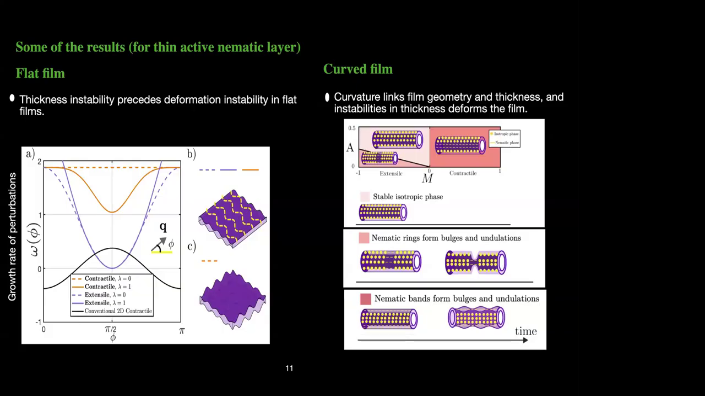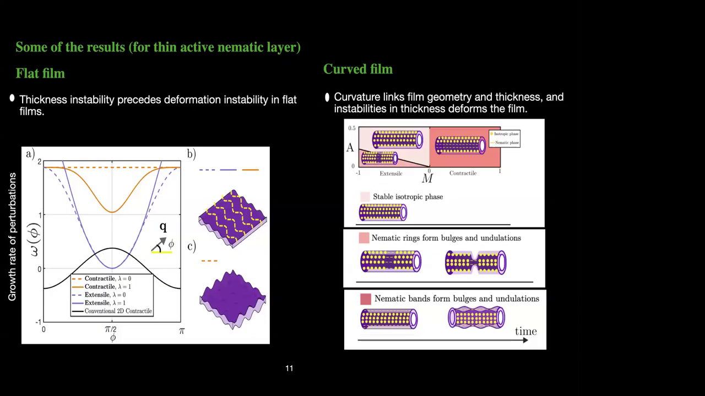In the contractile case, the instability happens in an isotropic phase. The instability happens by the formation of bands of nematic order along the long axis of the cylinder. In the extensile case, it's the opposite. The nematic order forms along the circumferential direction.